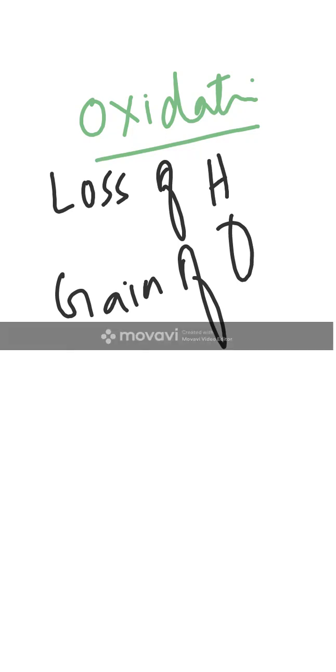So what is oxidation? Gain of oxygen, loss of hydrogen, or you can say oxidation is loss of electron.